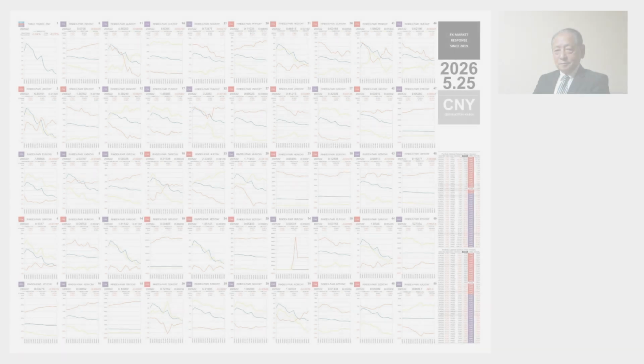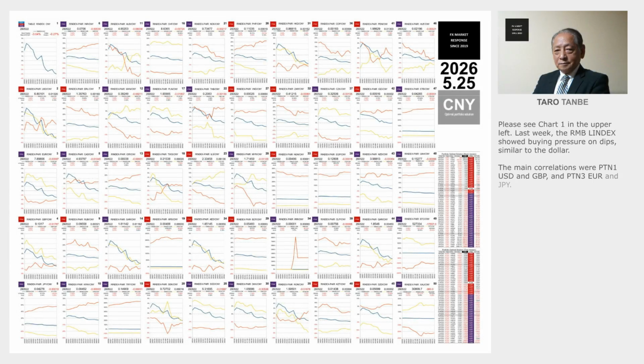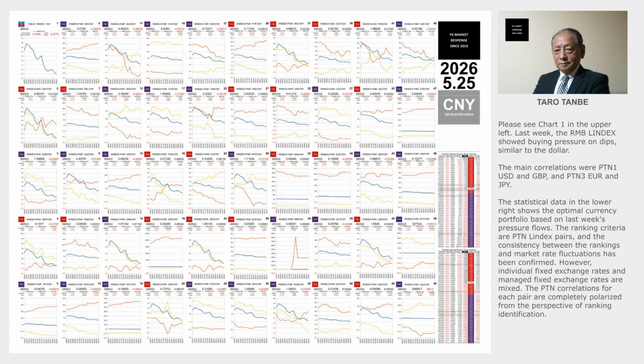Please see Chart 1 in the upper left. Last week, the RMB Lindex showed buying pressure on dips, similar to the dollar. The main correlations were PTN1 United States dollar and GBP, and PTN3 euros and JPY.